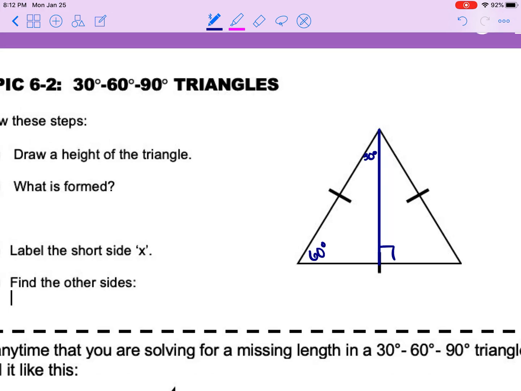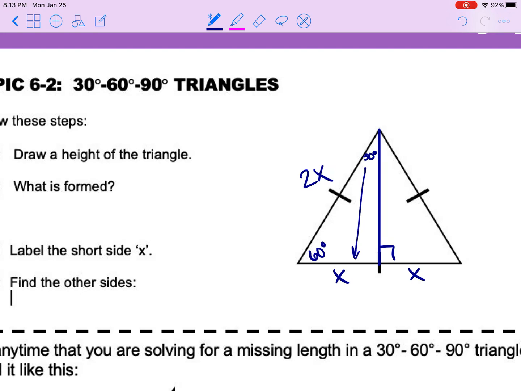They want us to label the short side x. Well, the short side is always across from the smallest angle. So we go from 30 and we go across. So that's x. And they want us to find all of our other sides. Well, if this short side is x and the altitude cuts this triangle into 2 congruent parts, then this is x. So that means the side length would be 2x.